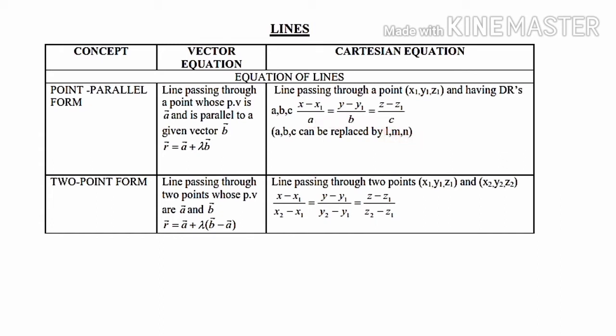Next, 2-point form. Line passing through 2 points whose position vectors are a and b. Vector form is vector r is equal to vector a plus lambda into vector b minus vector a. And the Cartesian form, when x1, y1, z1 and x2, y2, z2 are the 2 points' coordinates given to you, the formula is x minus x1 by x2 minus x1 equal to y minus y1 by y2 minus y1 equal to z minus z1 by z2 minus z1.